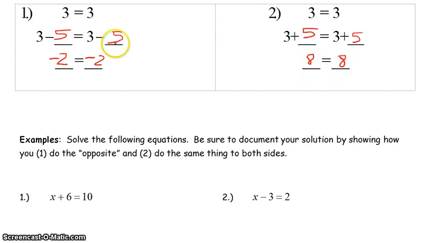So if you notice here, we subtracted 5 from both sides. It still made the equation true. We added 5 to both sides, and it still made the equation true.